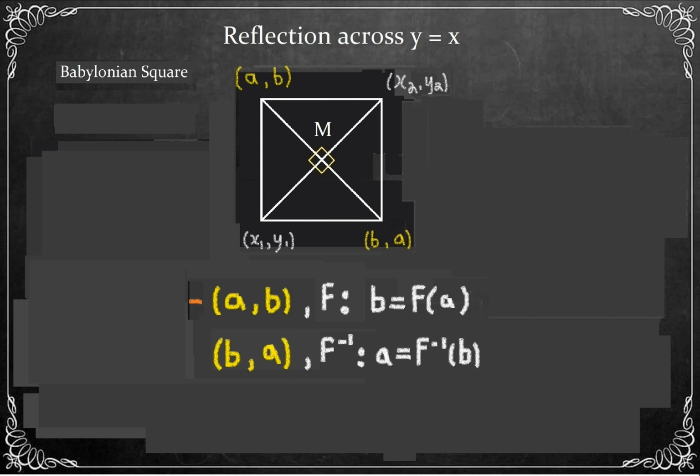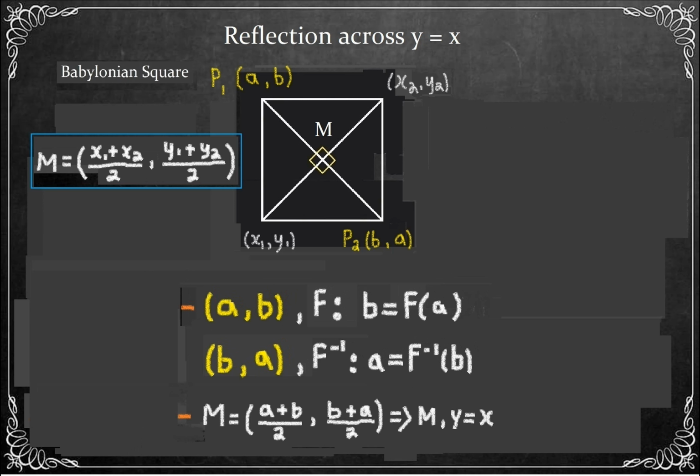This means if the point (a, b) is on the graph of f, then the point (b, a) must be on the graph of f inverse, which has been the hot topic of discussion for weeks. Next, we prove the geometric property of reflection. We need to prove two conditions. First, the midpoint of the line segment connecting (a, b) and (b, a) lies on the line y equals x. Second, the said line segment is perpendicular to the line y equals x.